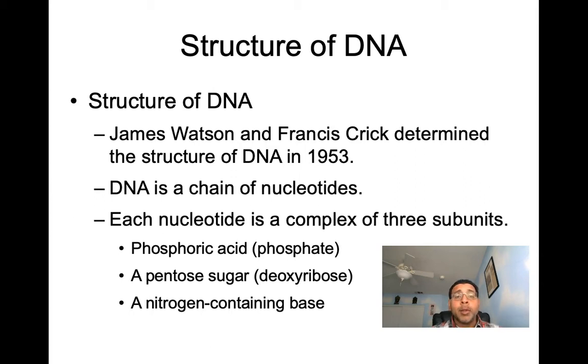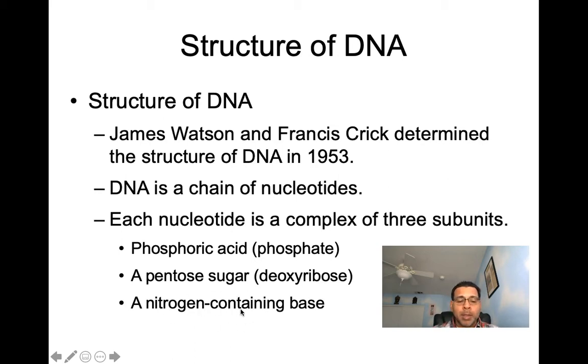DNA is a chain of nucleotides. Each nucleotide is a complex of 3 subunits. We'll see we have a phosphate, phosphoric acid. We have a deoxyribose, our pentose sugar. And we have a nitrogen-containing base.